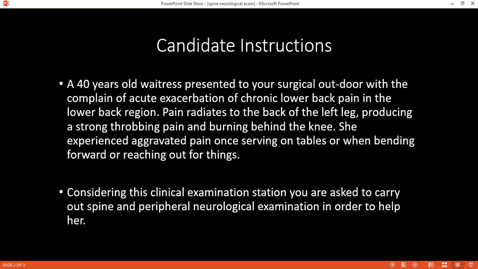Then I'll explain to her that I want to do a peripheral neurological examination of both lower limbs. That would include checking for the tone. I would do a leg roll. I would roll the patient's both legs and then watch the foot. The foot shouldn't flop independently of the leg.